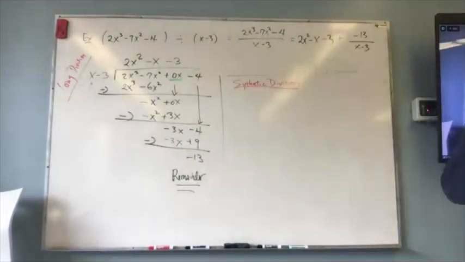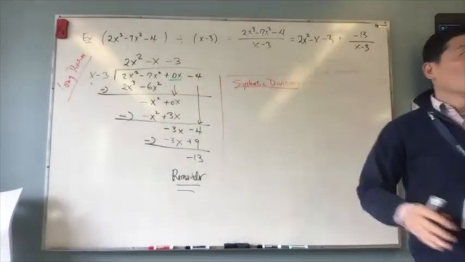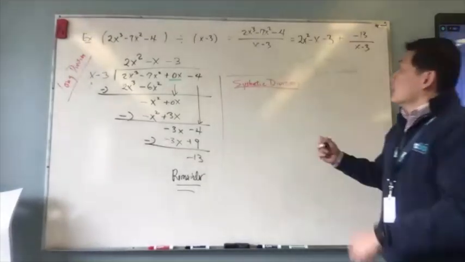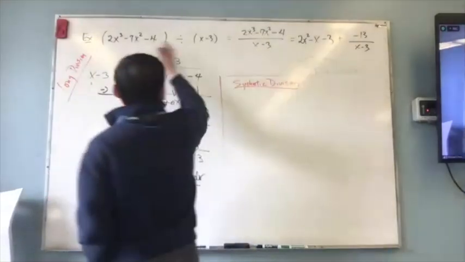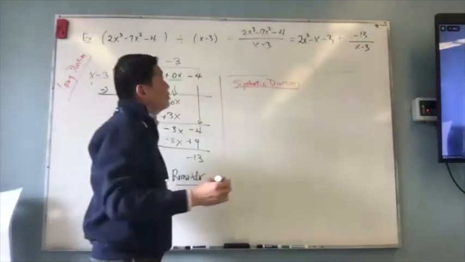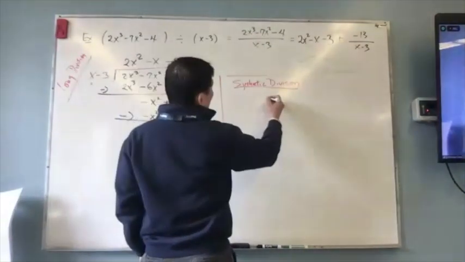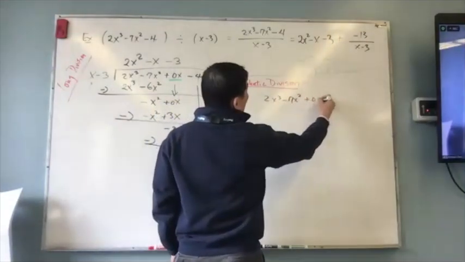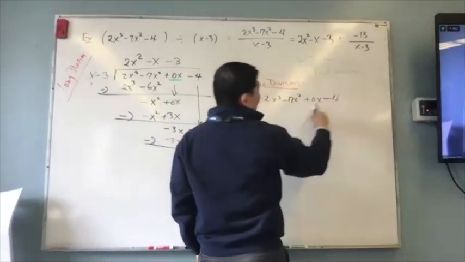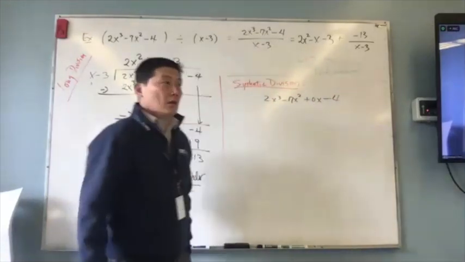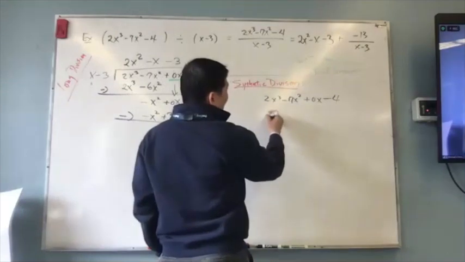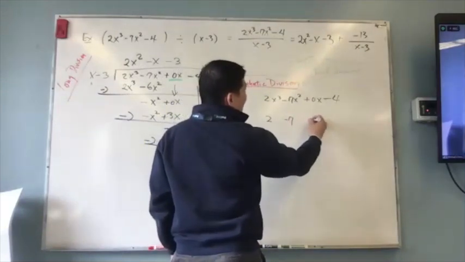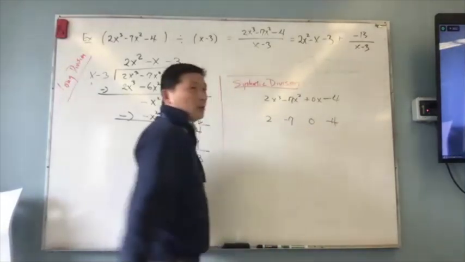So this is a new concept. We're going to do another problem doing 2 ways. Okay. So we have this divided by this. So this is what we do. We take the 2x cubed minus 7x squared plus 0x minus 4. Again, don't forget that 0. And this is what I do: I pull out the numbers. I put down 2, negative 7, 0, negative 4.